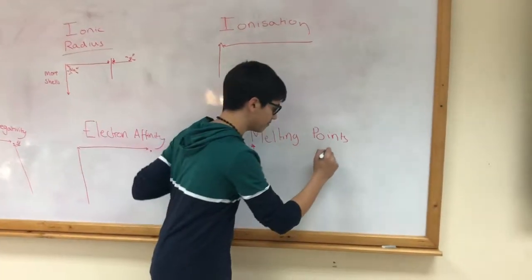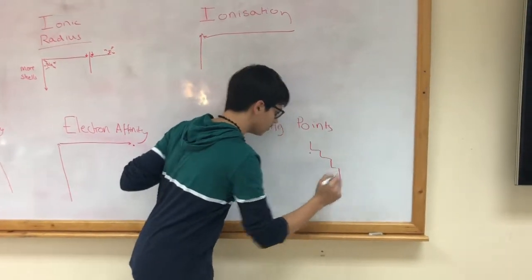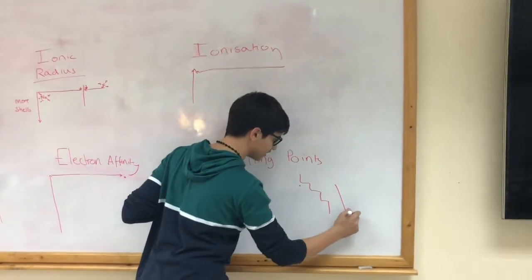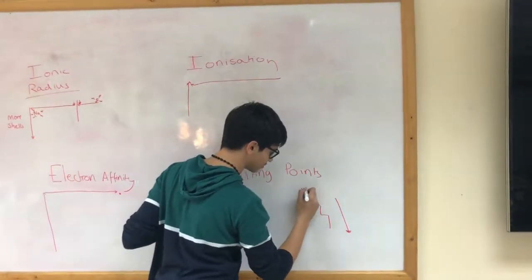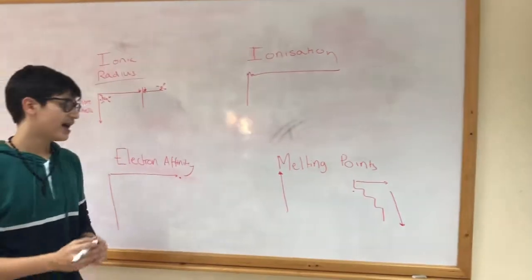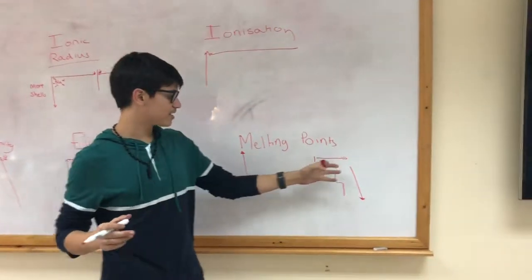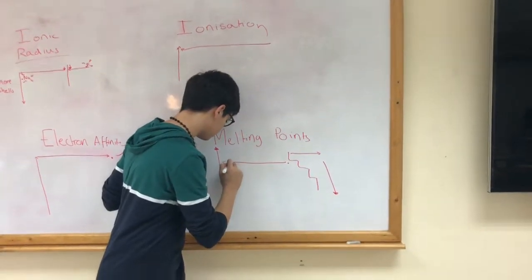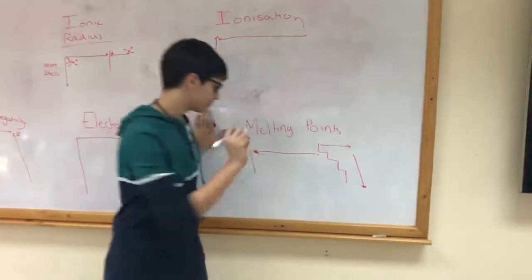On the other side of the periodic table, melting point increases down the group. This is due to the increasing London dispersion forces as atoms become bigger and bigger. And here, it decreases across the period.